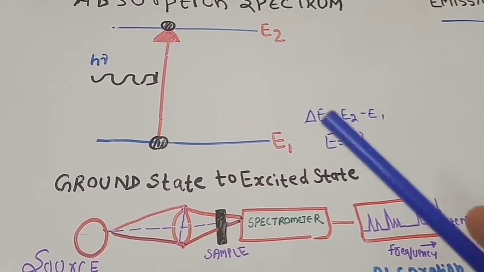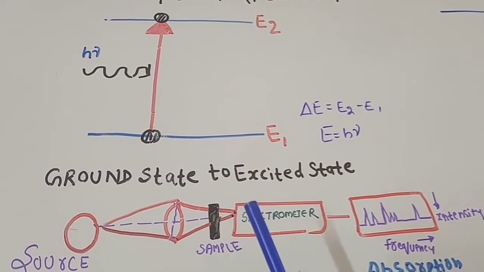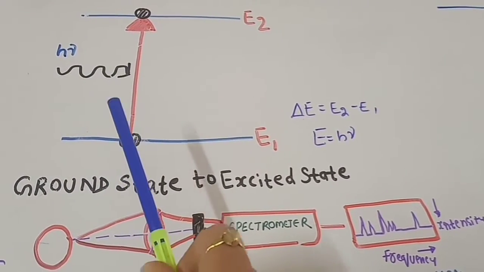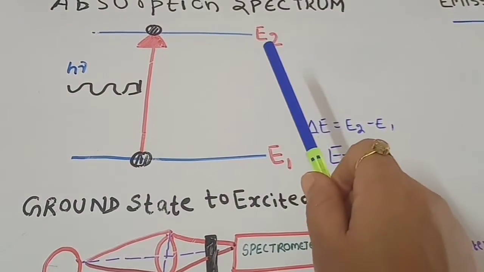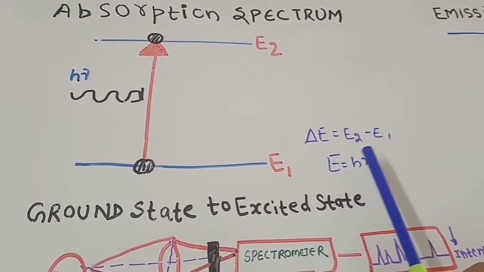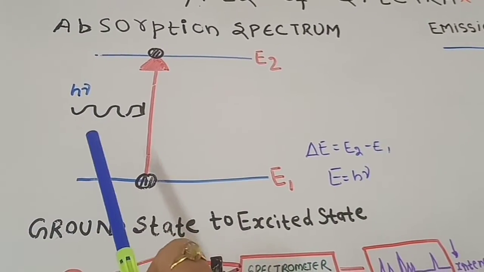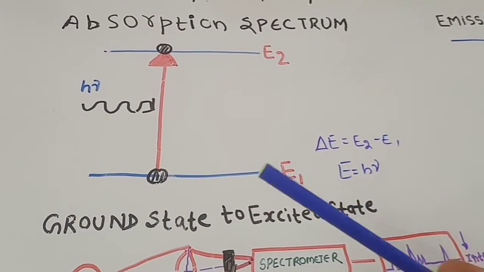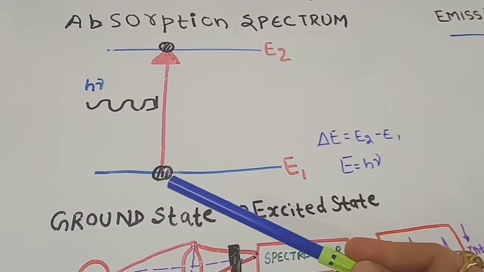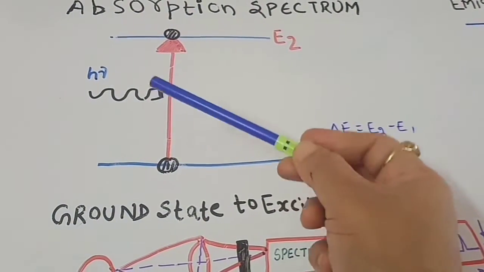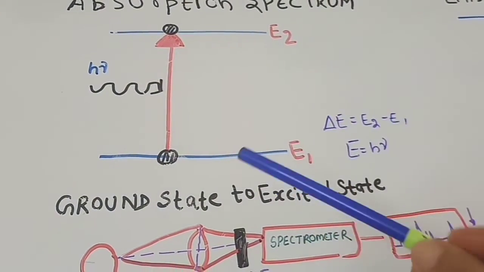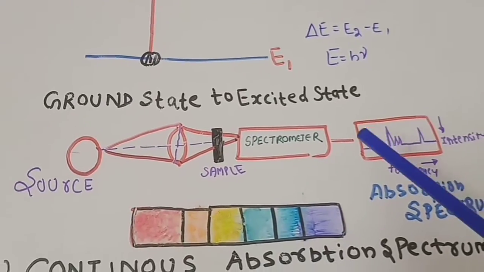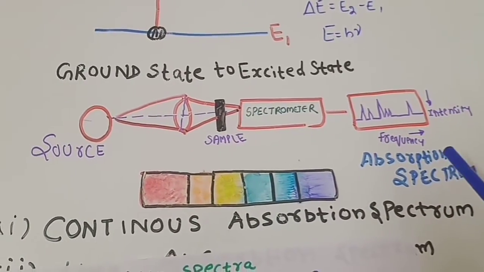When atoms absorb electromagnetic radiation, the absorption can only occur if the photon has energy equal to the energy difference between the two energy levels, that is ΔE = E2 − E1. So how much energy should this photon have? It should equal the energy difference between the two energy levels. So it absorbs the radiation and jumps from the ground state to the excited state. How much radiation is absorbed, we study with the help of our spectrophotometer, and we get a spectrum. This spectrum is known as our absorption spectrum.